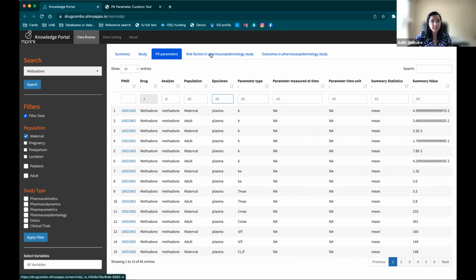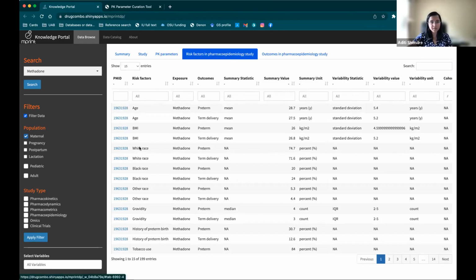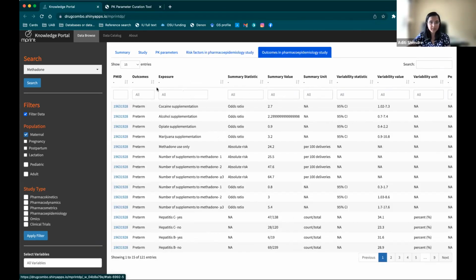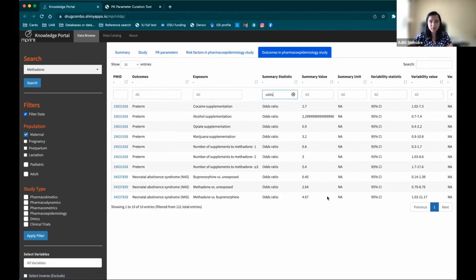When it comes to the pharmacoepi studies, like I said, it is the association of risk factors themselves with the outcomes. One of the studies focused on preterm deliveries versus term deliveries, and whether any of the demographic characteristics or other characteristics were associated with the outcomes themselves. And then the outcomes in the pharmacoepi studies and what kind of exposure they were associated with, and then the summary statistics themselves, like I mentioned, either the absolute risk or the odds ratio. And I can choose to see one specific one.